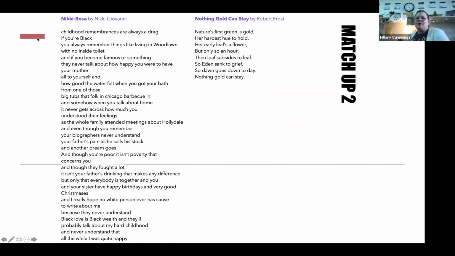Nothing Gold Can Stay by Robert Frost. Nature's first green is gold, her hardest hue to hold. Her early leaf's a flower, but only so an hour. Then leaf subsides to leaf, so Eden sank to grief. So dawn goes down today, nothing gold can stay.